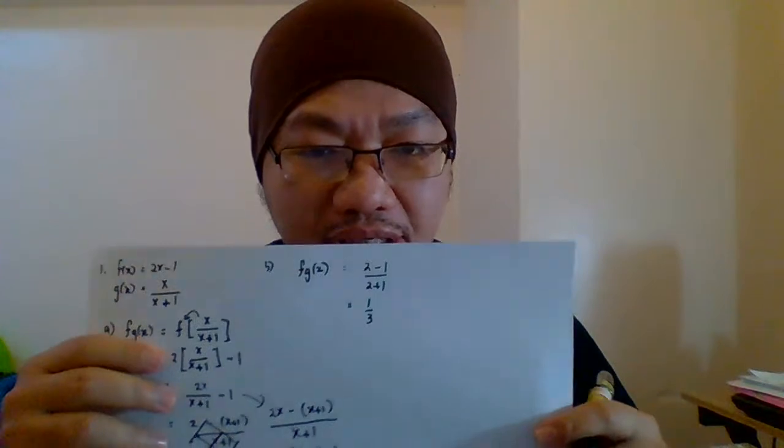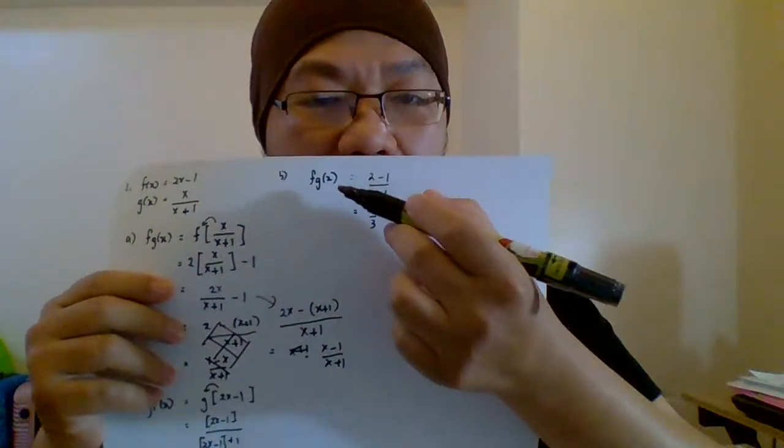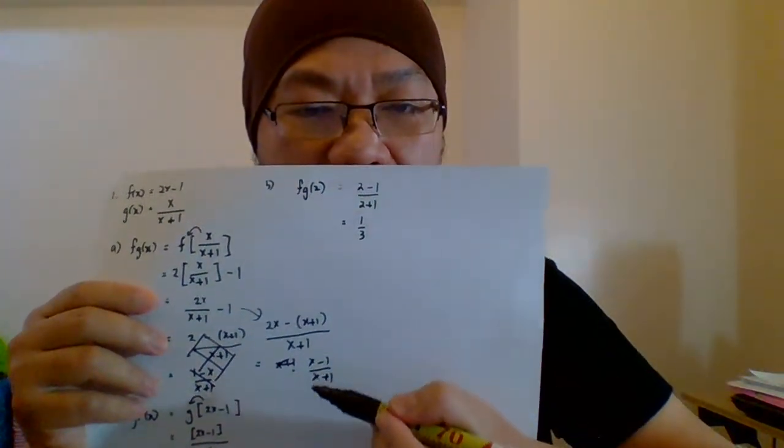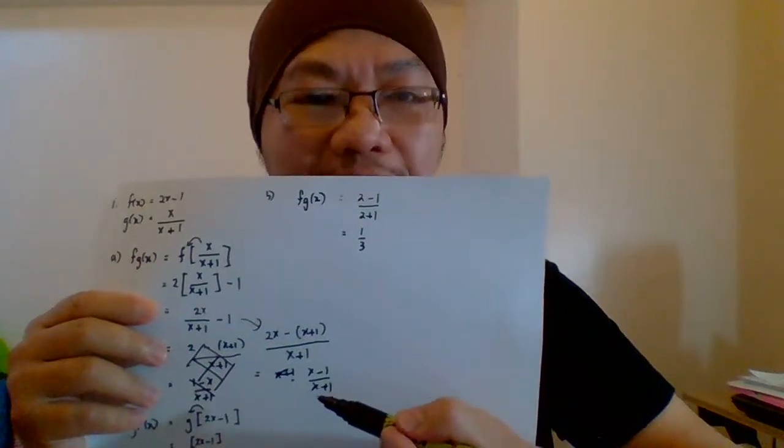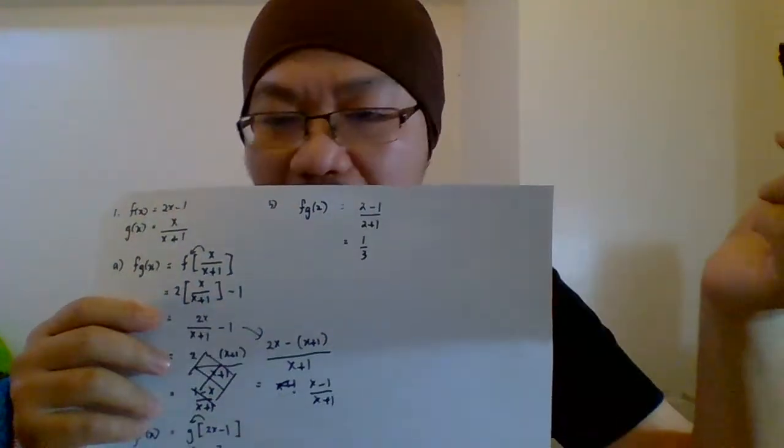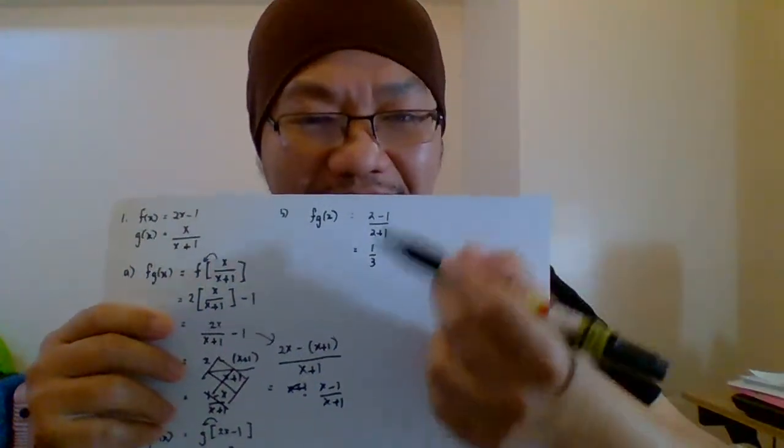Okay, so now where is it? Since the FGX is already obtained in question A, so FG2 will be equals to 2 minus 1 over 2 plus 1. The answer will be 1 over 3. Okay, the answer will be 1 over 3. Just substitute 2 inside your FG here. Okay, then you get the answer. Very straightforward. This is the first method.